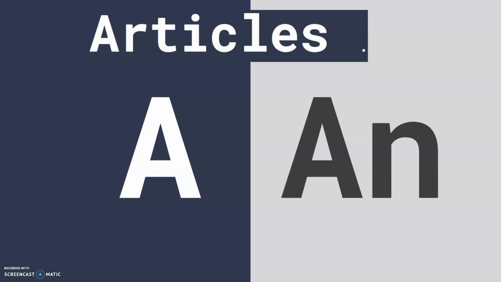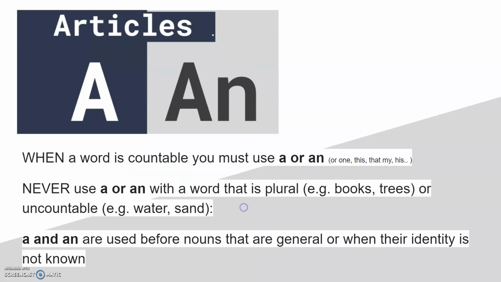We're going to start by looking at a and an. There are some rules about when and how to use a or an. When a word is countable but singular, so when there's only one countable noun, we use a or an. A book, an egg, a table. If we don't use a or an, we must use another word, such as one, this, that, my. So that book, this egg, my bag. But if we don't use that, we must use a or an.